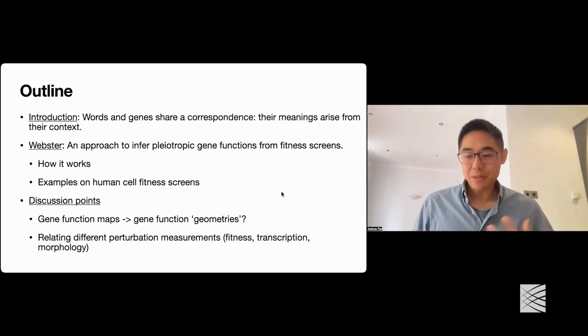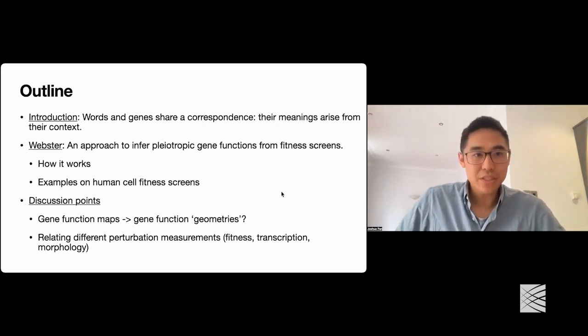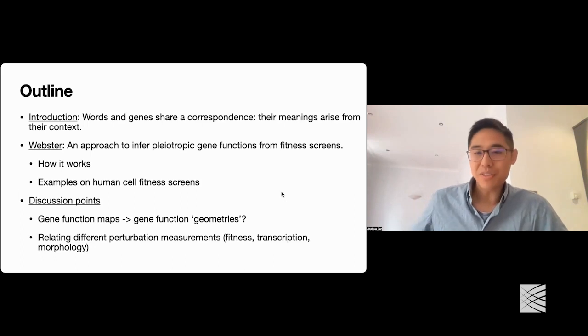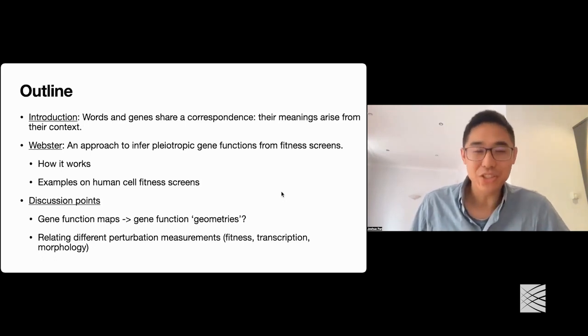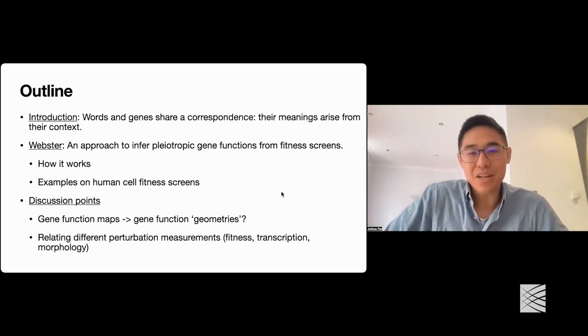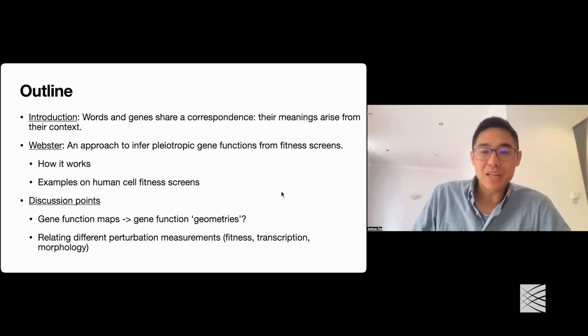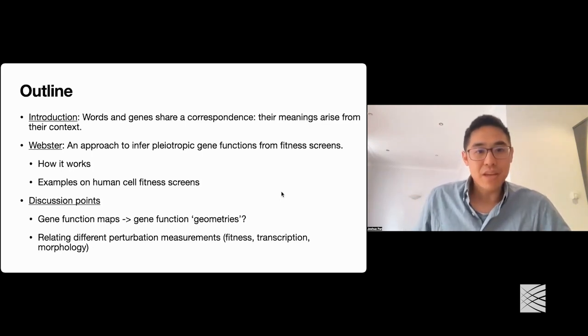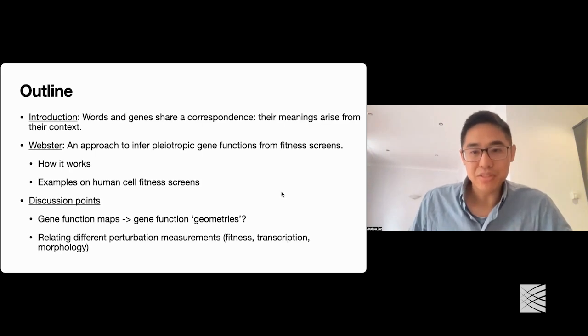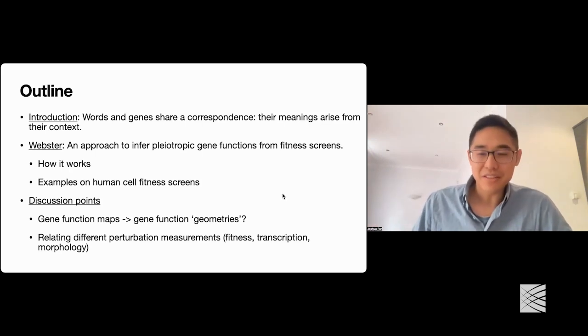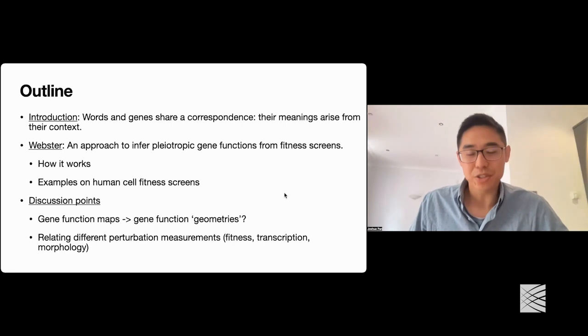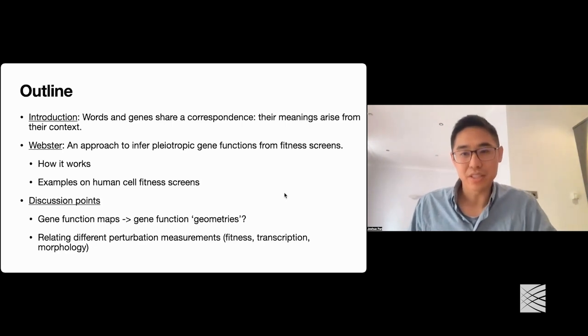So the structure of this particular module in today's presentation, I'll introduce a conceptual correspondence between words and genes that I think helps introduce the concept of pleiotropy. Then we'll talk about a representation learning method called Webster that infers pleiotropy from certain kinds of biomedical data. And then we'll open up a few discussion points connecting to themes that are in the literature at large. But let's start with our introduction today.